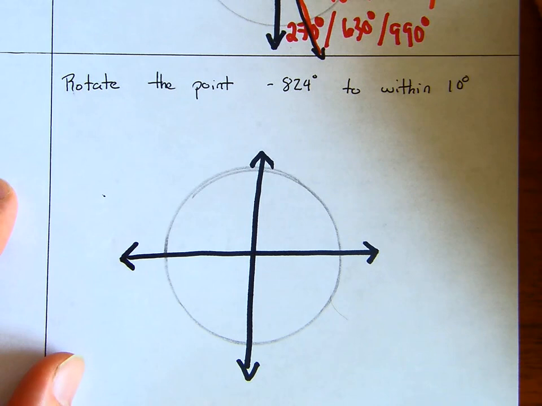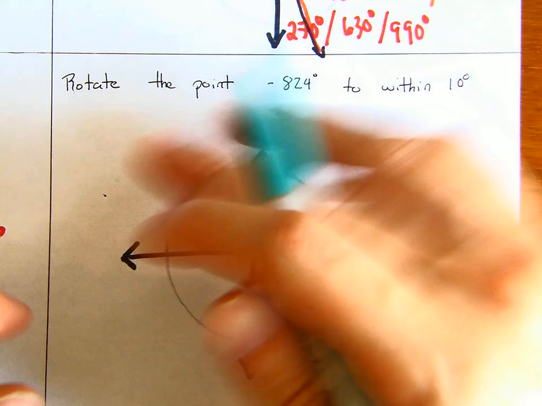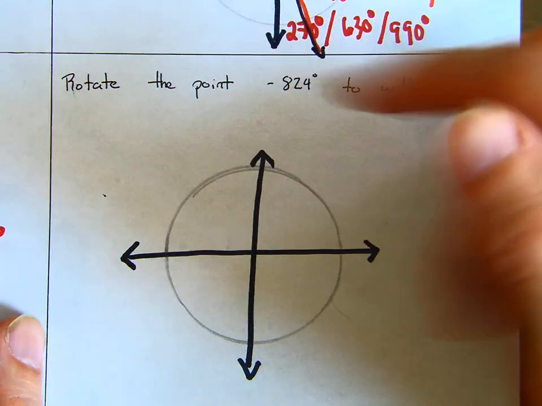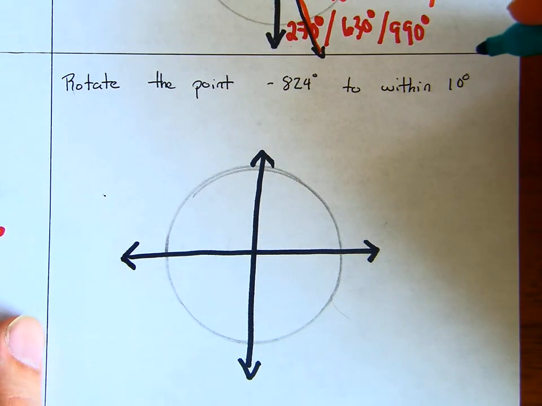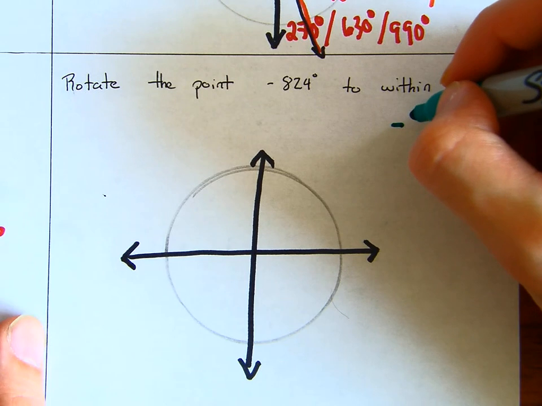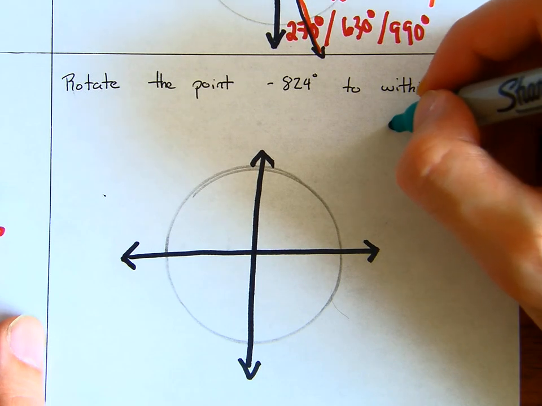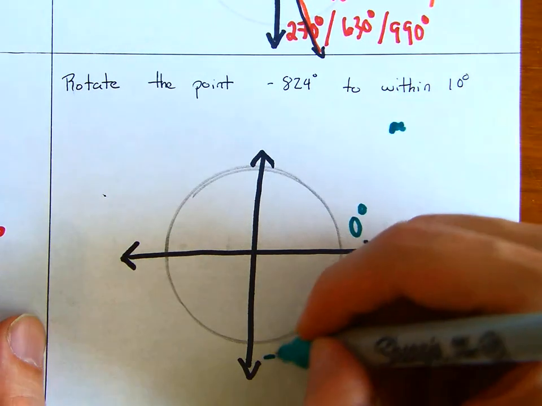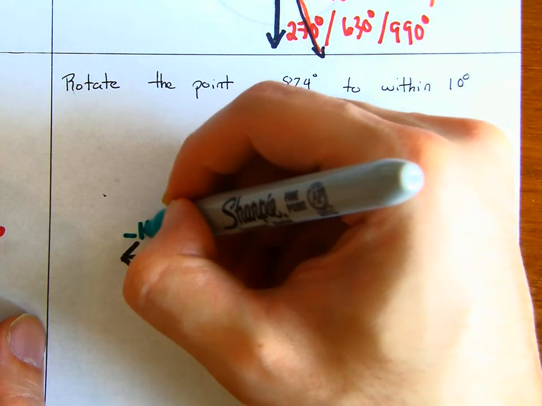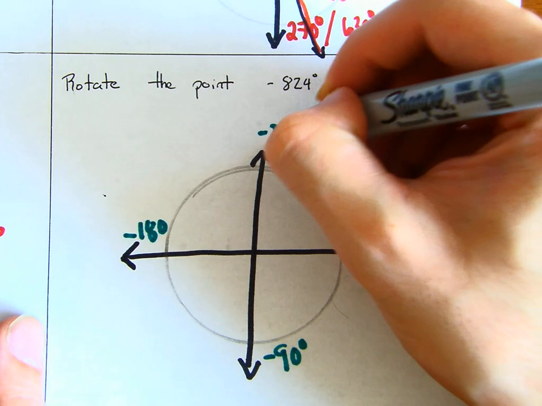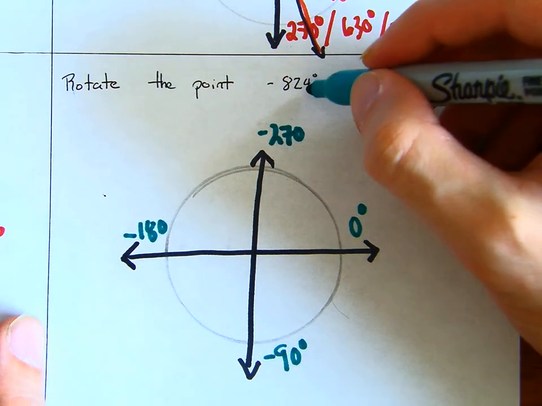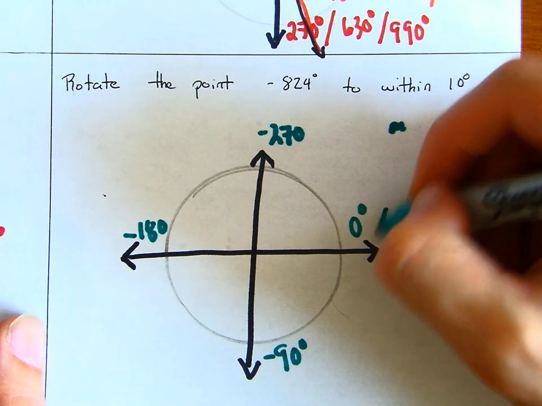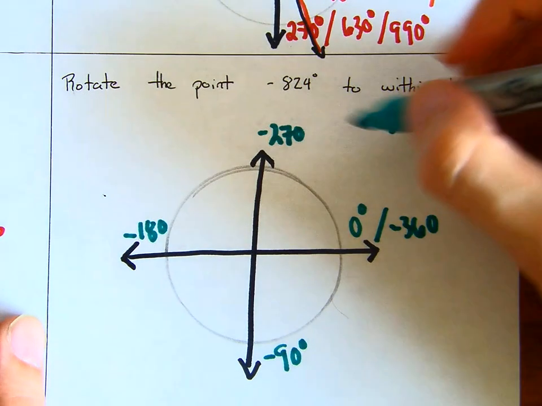Here, negative 824 degrees. Which quadrant will you be at? Okay, pause the video and try and do this one by yourself. Let's see, if we have negative 824, how can we start? This is 0 degrees, negative 90, negative 180, negative 270. Now, because this number is larger, I don't want to just keep going around, right? And this is, I'm sorry, negative 360. So notice what's another way of thinking about it?